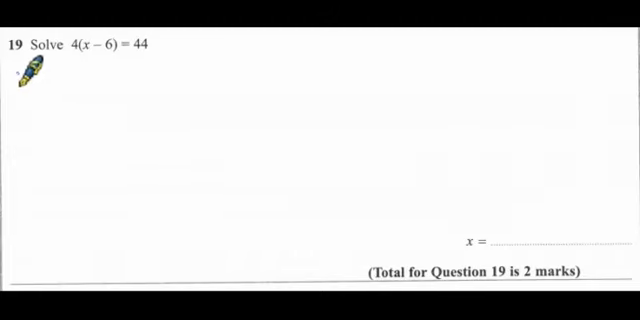Question 19 simply says solve 4 brackets x minus 6 close brackets equals 44. There are a couple of ways that you might approach this depending on how you see the picture. Your first inclination might be to expand the brackets. Now if you did this, it would be 4 times x, so you would get 4x, and then 4 times minus 6, so that's minus 24, equals 44.